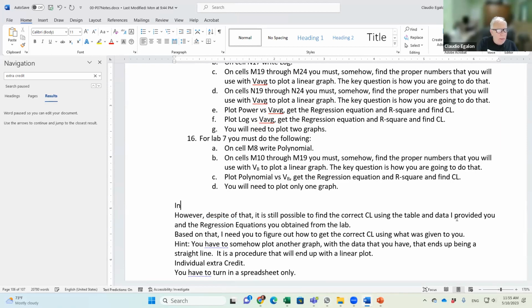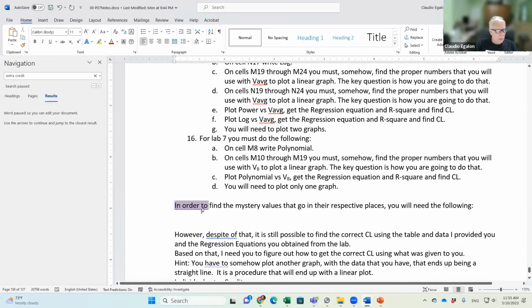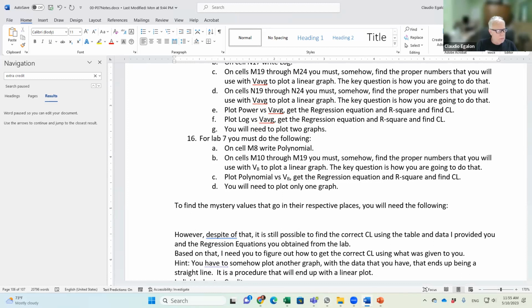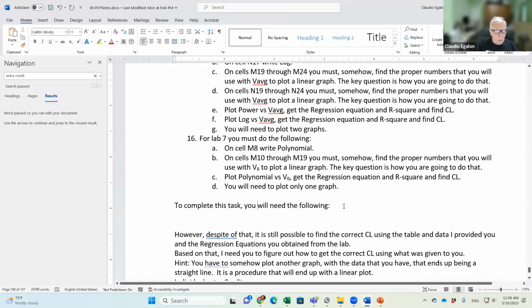In order to find the mystery values that go in the respective column, or rather, to complete this task, you will need the following. You will need the following.